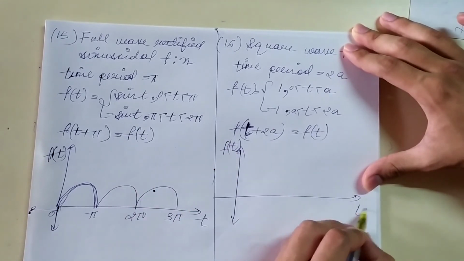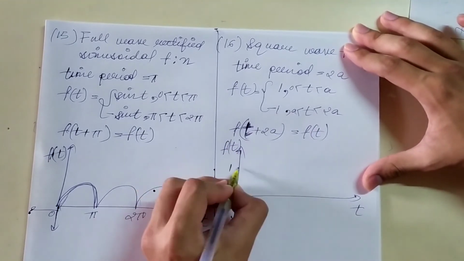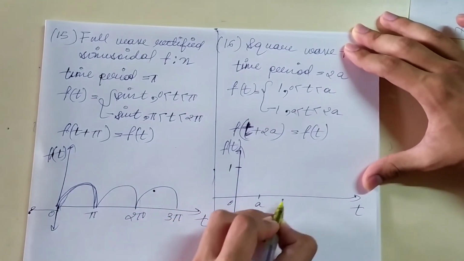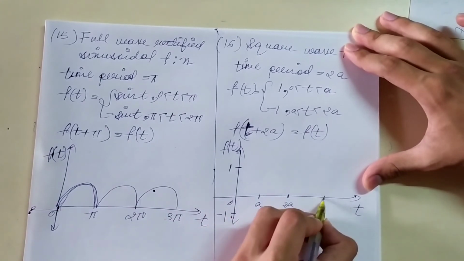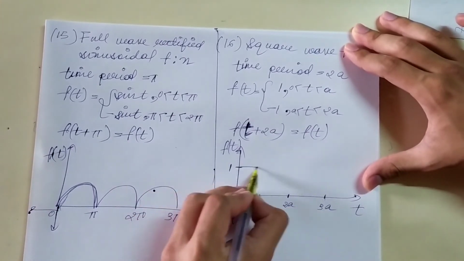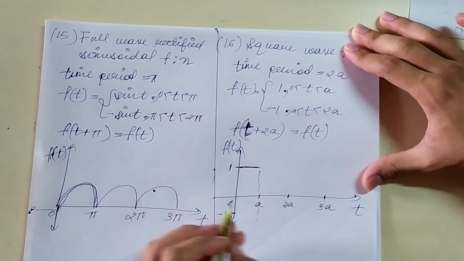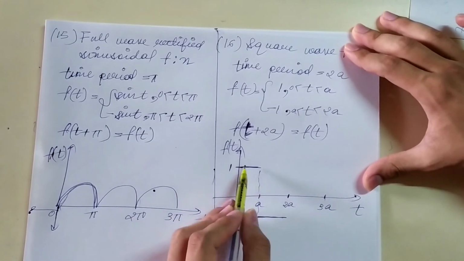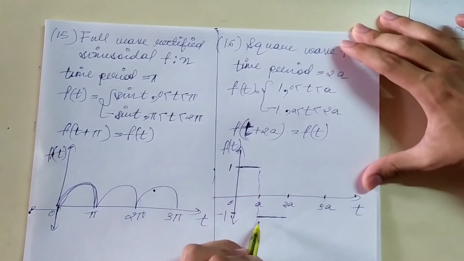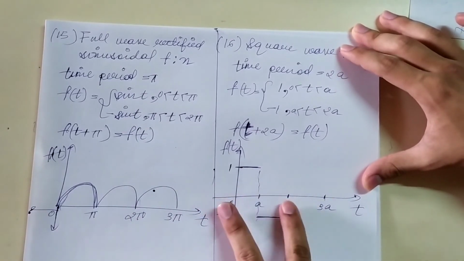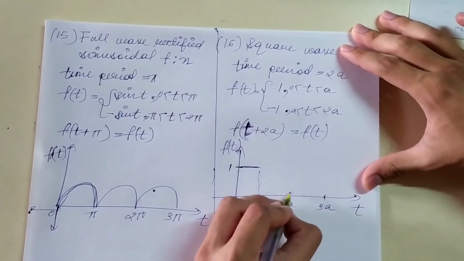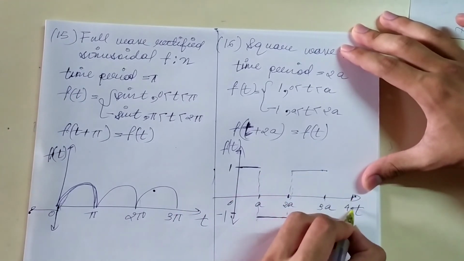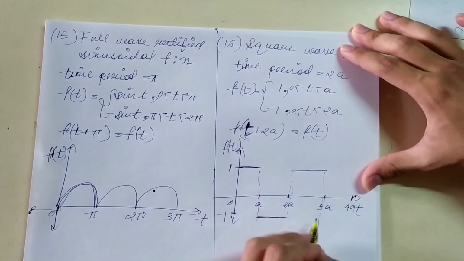f(t) and here there will be t, this is 1, this is minus 1, 0, a, 2a, 3a. So from 0 to a the function is plus 1, from a to 2a it is minus 1, and from 2a to 3a, since the time period is 2a, the function will repeat itself. So from 2a to 3a it is plus 1, from 3a to 4a again it will be minus 1, and so on.